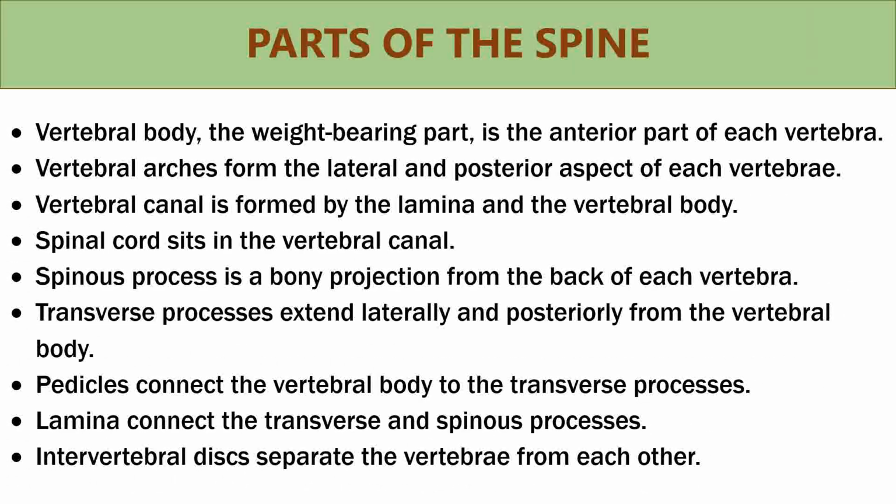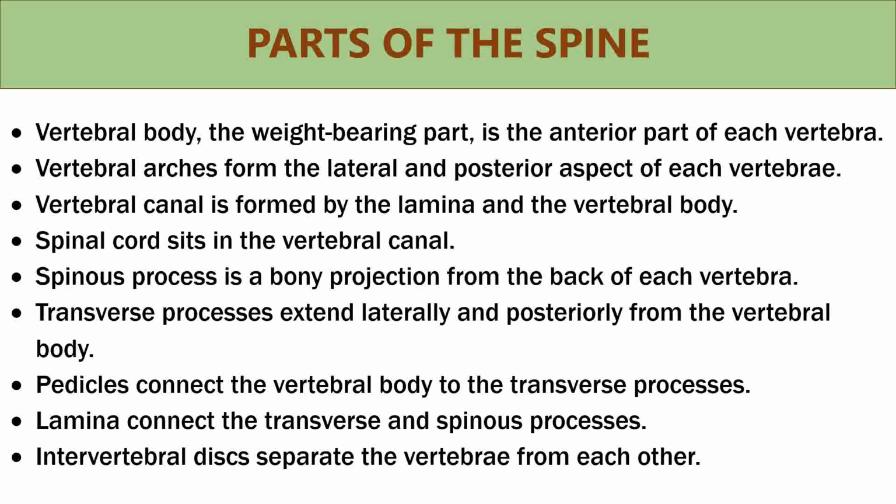The spine is made of many parts that protect the spinal cord, facilitate movement and support the body. The vertebral body forms the anterior part of each vertebra. It is the weight-bearing part of the spine. The vertebral arch forms the lateral and posterior aspect of each vertebra. The vertebral canal is formed by the lamina and the vertebral body. The spinal cord sits in this space.